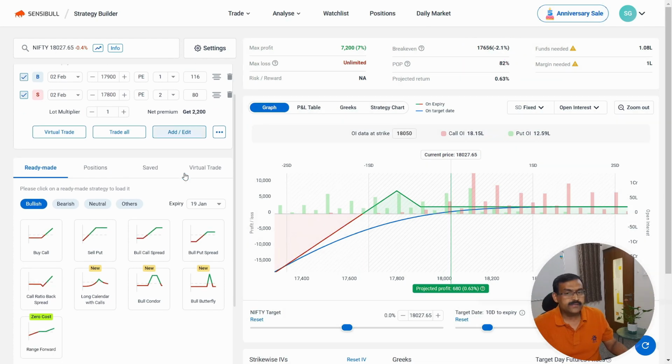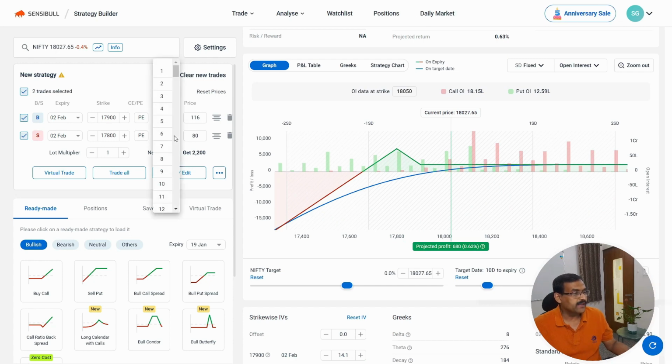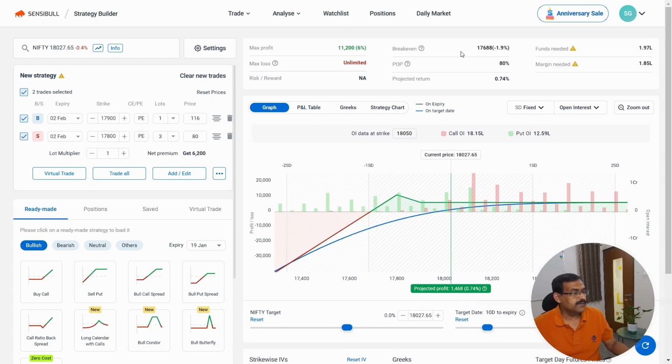Of course, you can increase the credit by increasing the ratio to 1:3. See here, the credit has increased to 6,200, but the break even gets reduced. And when you have this kind of higher credit ratios, if the view goes against you, the MTM swings are very high and it will put you in trouble. I normally prefer to start with a 1:2 credit spread, and when the market view goes as per my view, then I will increase the ratio to 1:3 or 4. So that is how you can handle it.